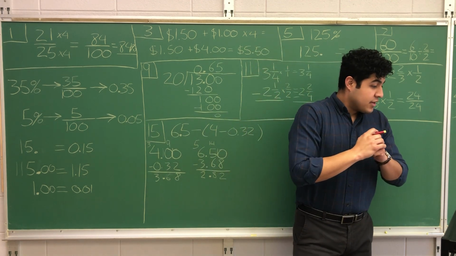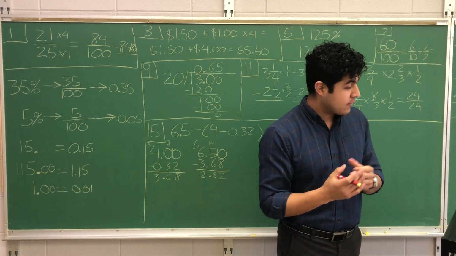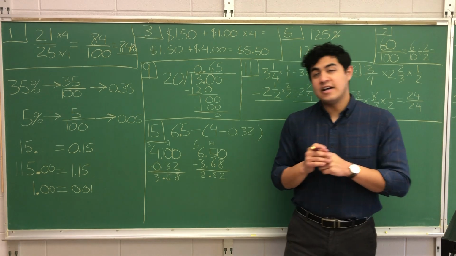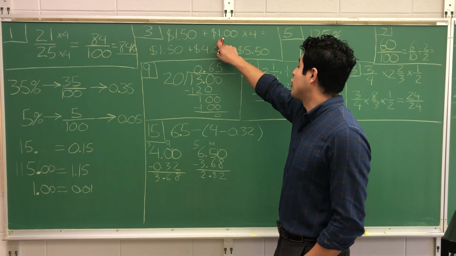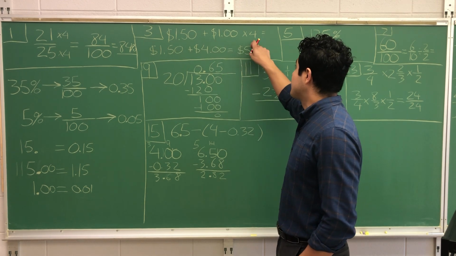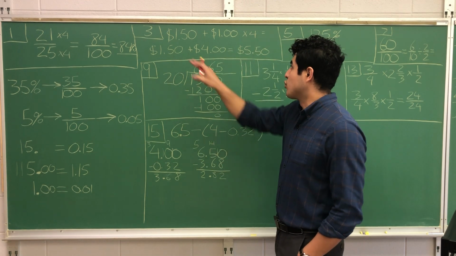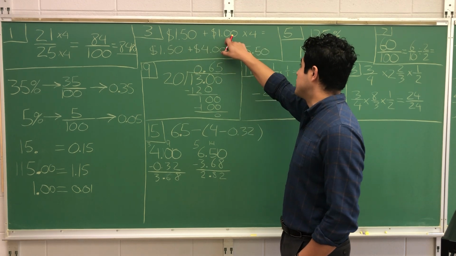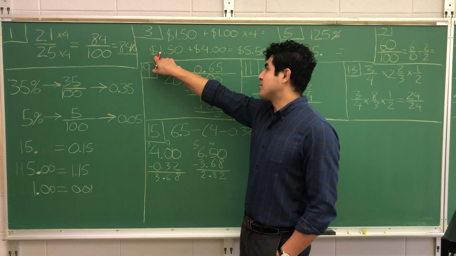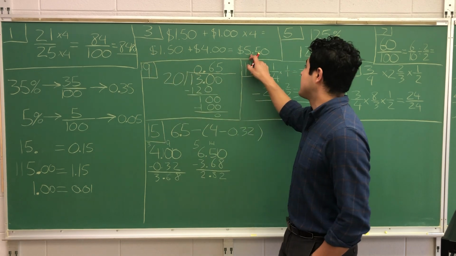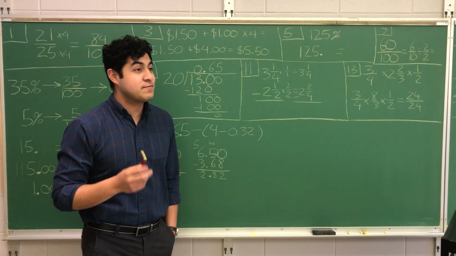Number 3, the cost to place a telephone call to Tokyo was $1.50 for the first minute plus $1 for each additional minute. What was the cost of a 5-minute phone call? So I've represented my first minute as $1.50. So every other minute is gonna cost $1. In this case, we're dealing with 5 minutes. So I've got $1 times 4. Remember, when we're doing an expression like this, we do the multiplication first. So $1 times 4 is $4. And then we simply added that to the first minute of $1.50 to get the final answer of $5.50. It would cost $5.50 to make a 5-minute phone call.